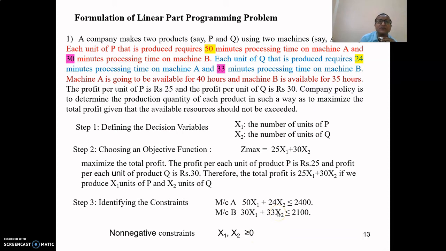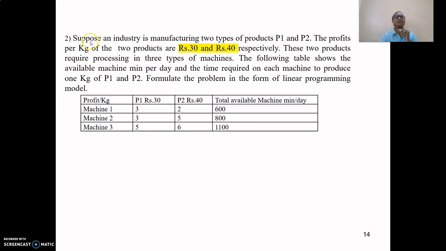I hope that you understood this. Now we'll go for the second example. We are going to see another example of the formulation of linear programming. Suppose that an industry is manufacturing two different types of products, P1 and P2. The profit per kg of the two products, rupees 30 and 40 for products P1 and P2 respectively, is given, and the processing of these two products on machines M1, M2 and M3 is given in the following table.